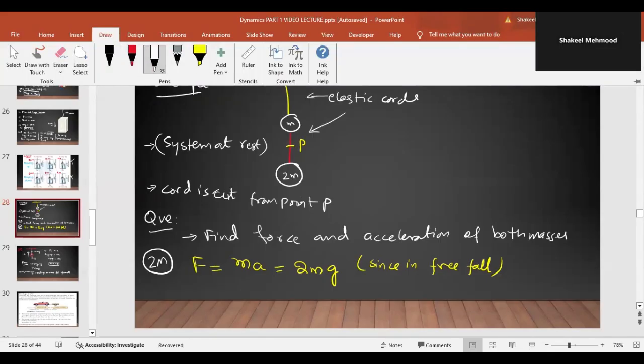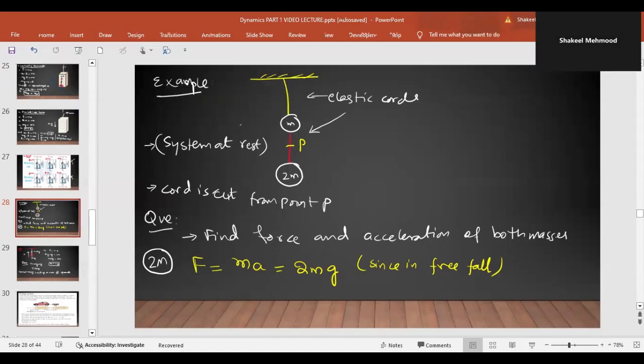You can see that there are two masses. This is m and this is 2m, and they are connected through two threads. One is the yellow thread and one is the red thread. Okay, so these are let's say elastic cords. Elastic cords mean that those are stretchable actually. So this whole system is at rest. Both the bodies are at rest.